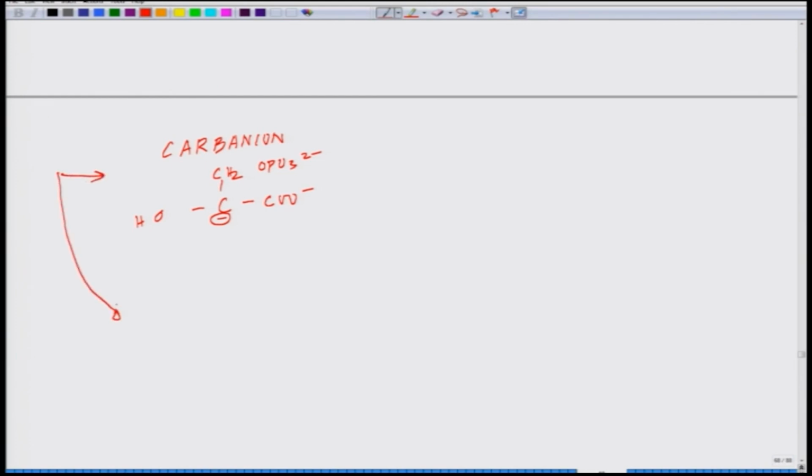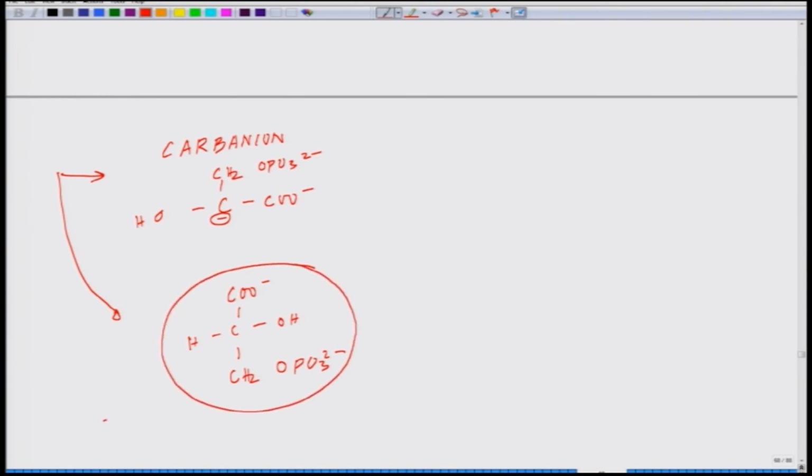The other product is formed after the hydrated intermediate gets dissociated into two 3-carbon compounds. It is this OPO3 2 minus. So, this is your 3-phosphoglycerate.